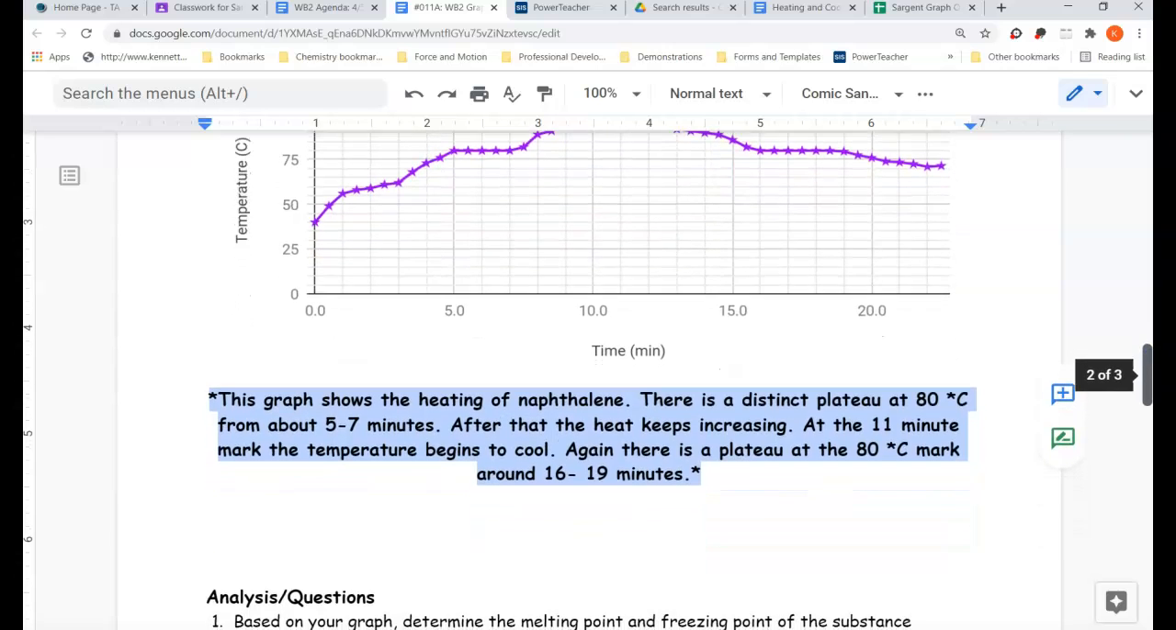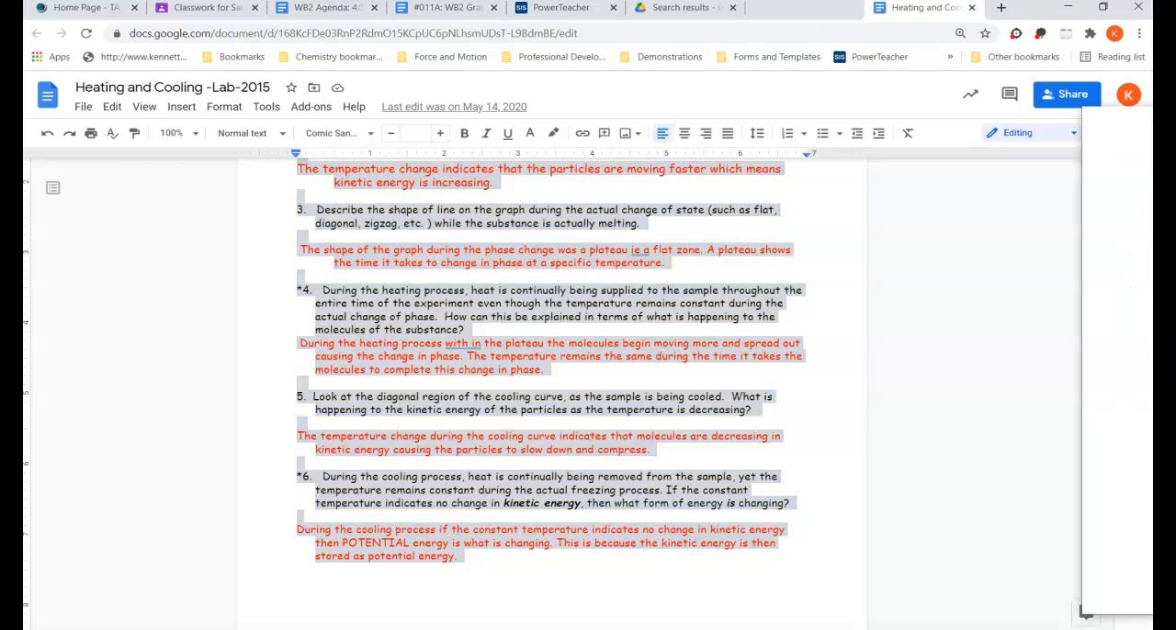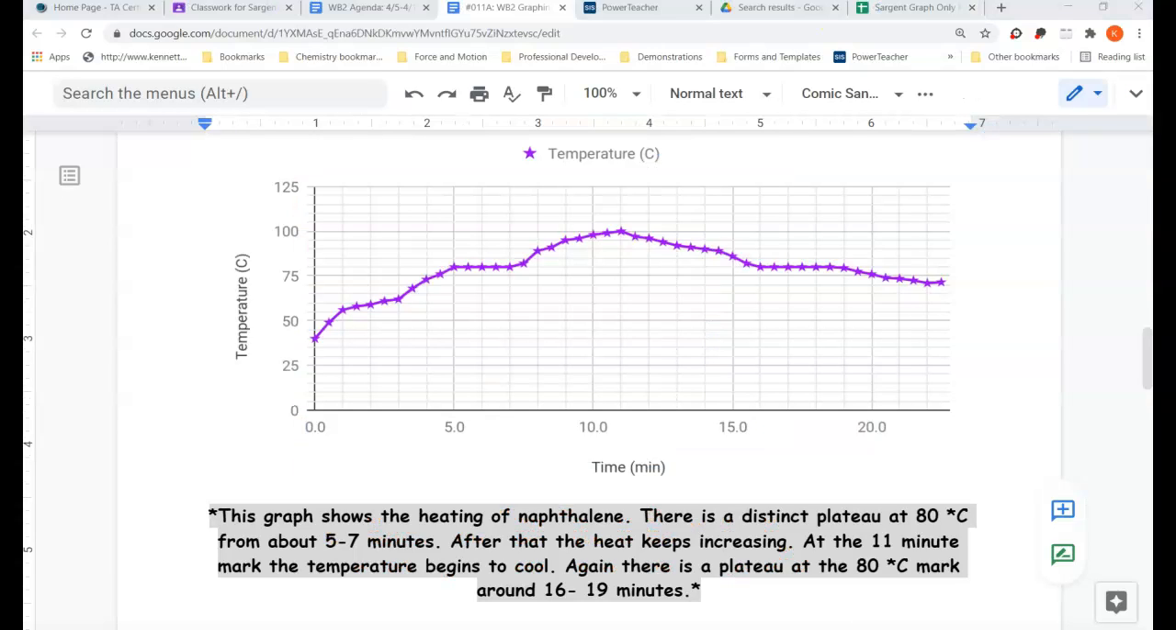So anyway, moving on. Following this graph, we had several questions that we needed to answer. In looking at this particular graph, the very first question that you needed to answer was, how can you determine the melting and freezing point of the substance, and what are the melting and freezing point of the substance, and how did those values compare? So that was our initial first question.